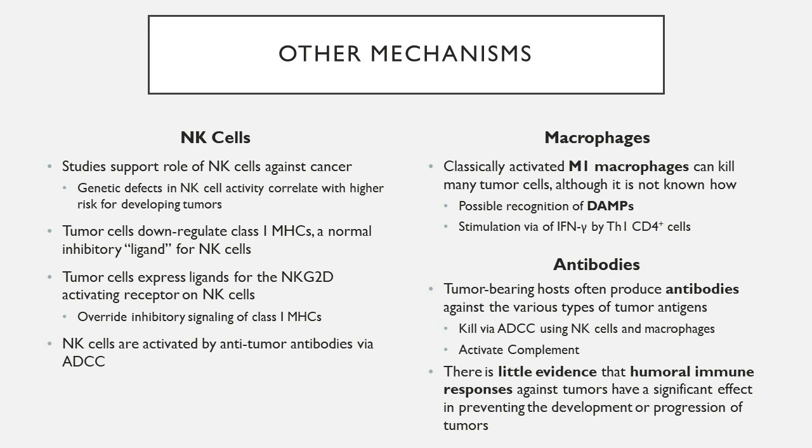Lastly, antibodies are certainly involved, and we know this because there's certainly increased expressions of antibodies whenever people have tumors. And we know that this is involved in a few different ways because we've just discussed them. So the antibody-dependent cell toxicity is involved in both natural killer cells and macrophages. And also in general, antibodies are used to activate complement, which themselves have some lysing capabilities, particularly for cancer cells. Although I will say this, that there is little evidence that any humoral immune responses against tumors have a significant effect in preventing the development or progression of tumors. So it's primarily CD8 plus cells with a little bit of help on the side.